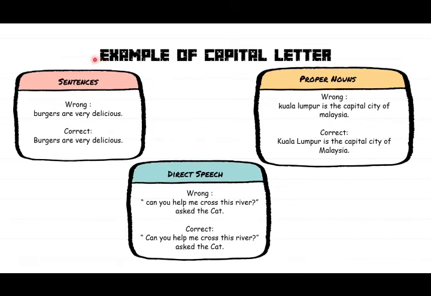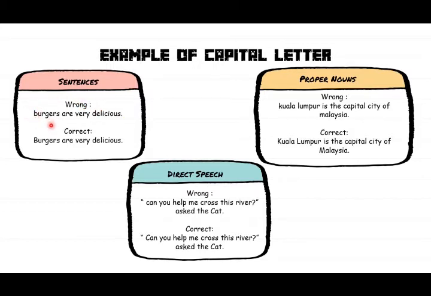Okay, now moving on to the example of capital letter. Here are examples of capital letter used in sentences, in direct speech and for proper nouns. So there are two types, the wrong usage and the correct usage. You can see here, in sentences, this is wrong.